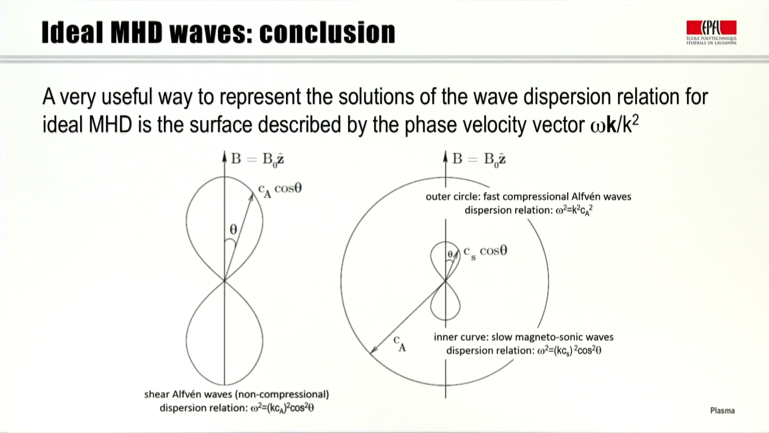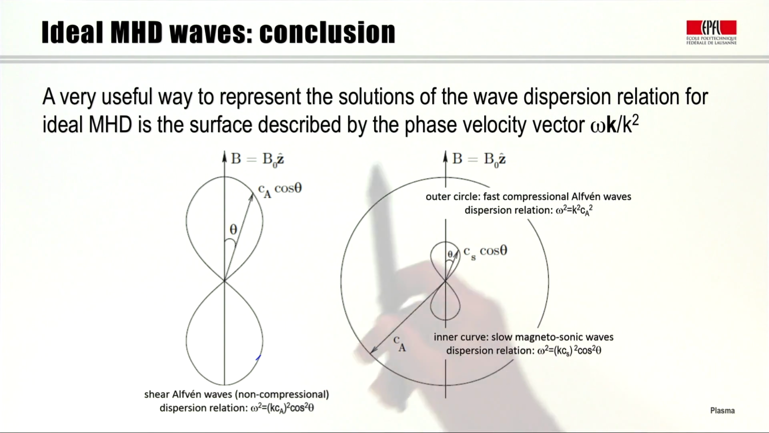A very useful way to represent the solution of the wave dispersion relation for ideal MHD is the surface described by the phase velocity vector, omega k divided by k squared. We have here on the left the case for the shear Alfvén wave, which is non-compressional, with dispersion relation omega squared equals k squared Ca squared times cos squared theta. If we draw this curve, what we see is that we obtain a figure eight along the axis of the magnetic field, and the effective radius of this eight is Ca cos theta.